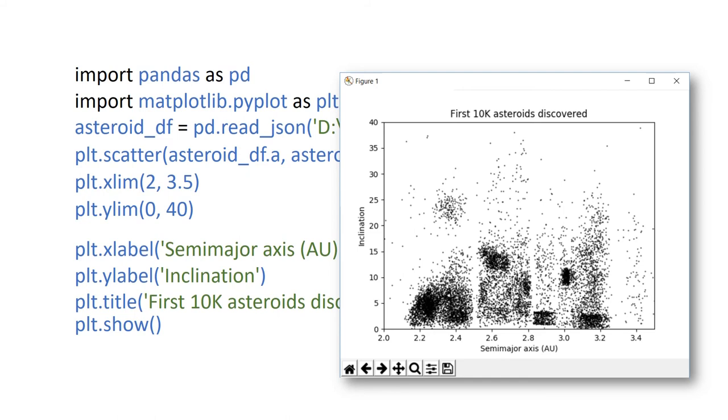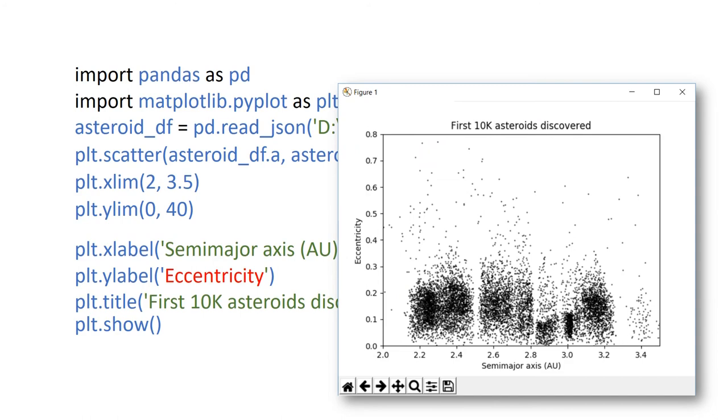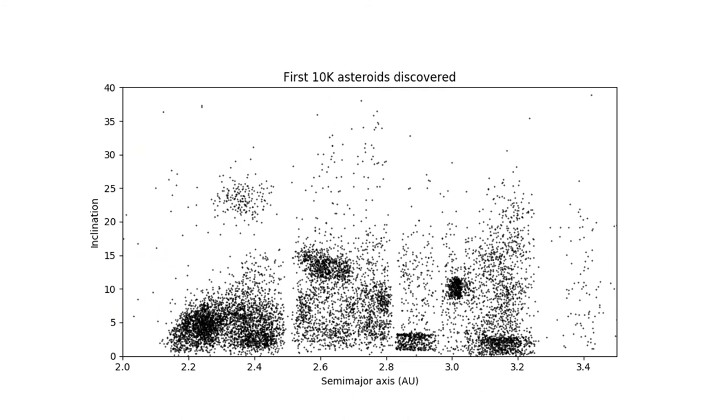Now, if we want the semi-major axis against the eccentricity, that's just a question of changing the attribute name in the scatter command. And of course, we want to have a matching y label. And there we are. There's that graph. So it's really easy. Now, why do astronomers like this graph? Well, you can clearly see that there are different populations, families of asteroids that you can distinguish in this graph. So that's why they make this.